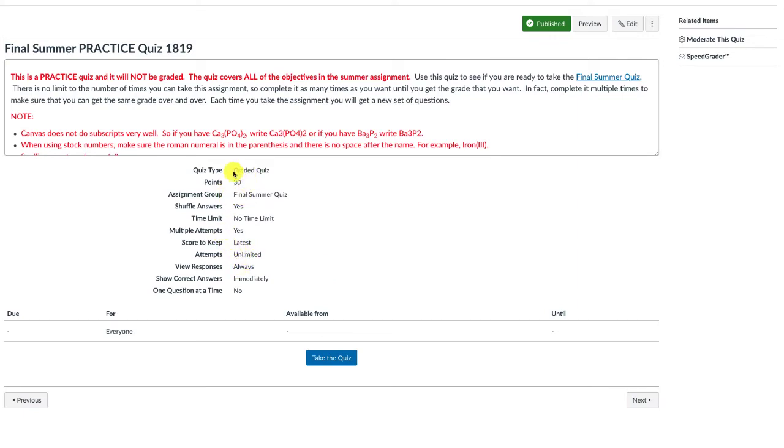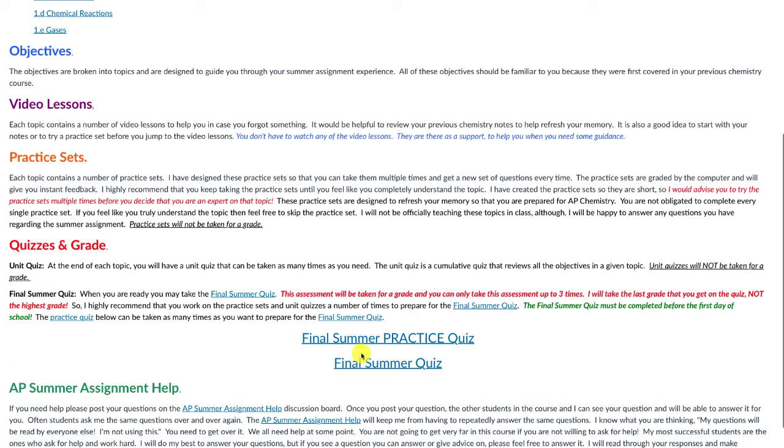So it's a little bit longer than the other practice. It's about 30 questions. But again, it's designed for you to prepare and be ready for everything. So you can take that an unlimited number of times. But again, the one that you have to work on and be finished with is that final summer quiz. And it should be completed before the end of the summer. And like I said, out of 3 attempts, I'll take the highest grade.